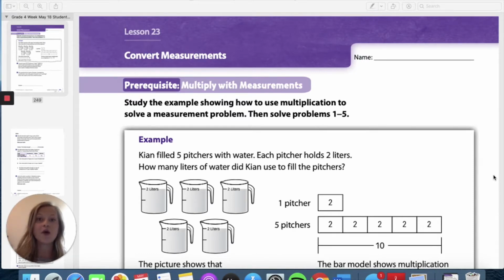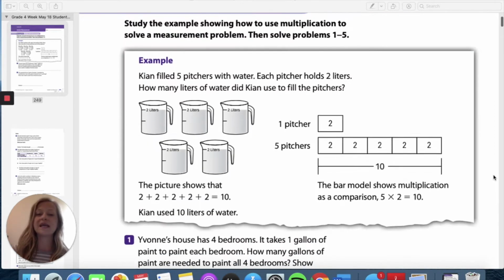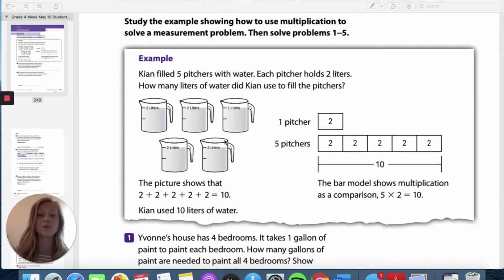Pause this video, go and grab your packet, or go and grab a piece of paper and a pencil so we can continue to learn together. So, lesson 23 is all about converting measurements. But of course, like every week, there's a prerequisite skill that they want you to cover, which is multiplying with measurements. The example is going to be your best reference point if you're having trouble with what it means to multiply measurements.